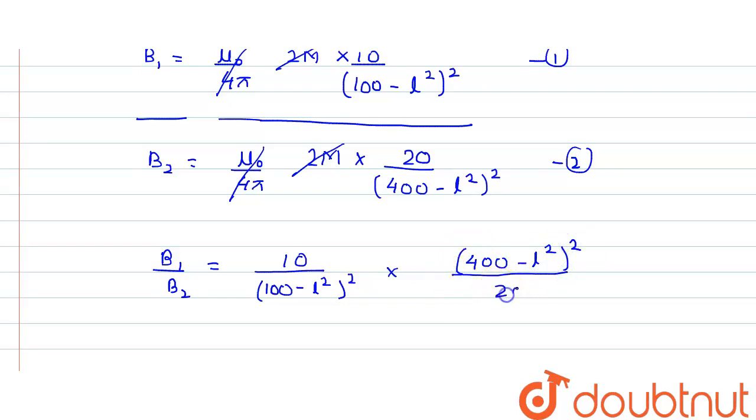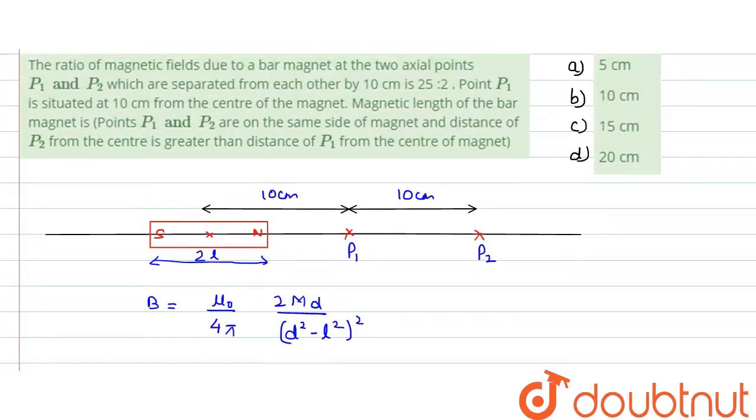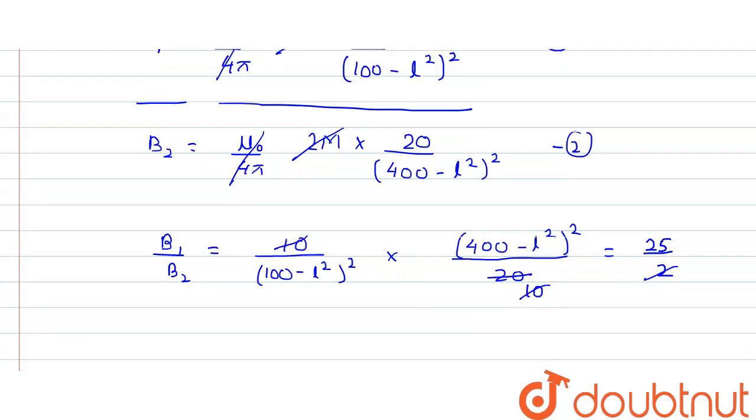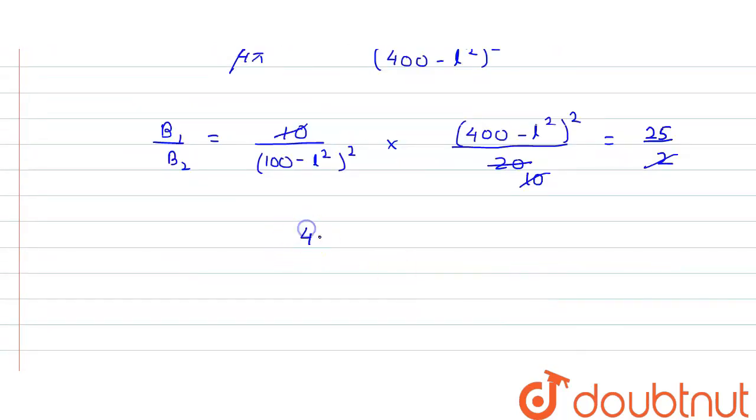divided by 20. And this ratio has been given to us. Let's check, it is 25 divided by 2. Now we can cancel this 10 times. Now 10 would be cancelled. So we can write this expression as (400 minus L square) divided by (100 minus L square).